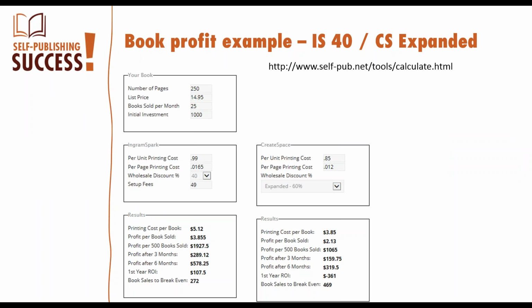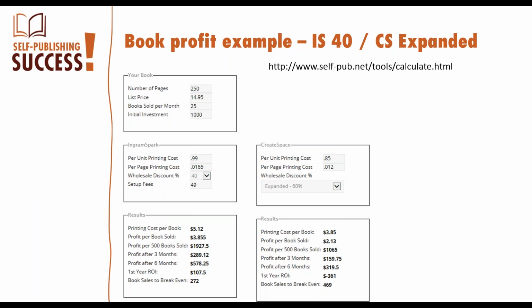So you can go there and punch in your own numbers to break down how much it's going to cost you to print your book and how much money you can make based on what your list price is, who you choose, and the distribution options you select. So here are a couple samples I did.